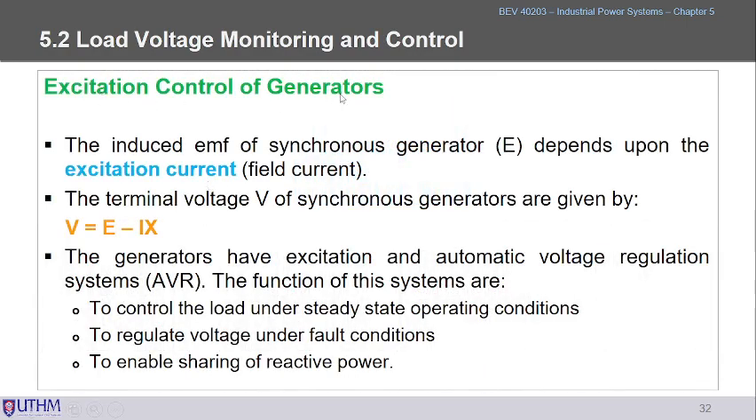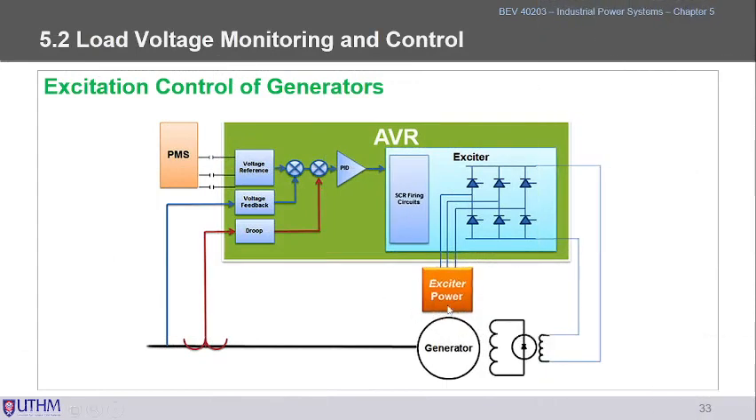So for the excitation control of the generators, we control at the generator side. The generator will have the AVR, automatic voltage regulator. It looks like this: you have the exciter, and the exciter for the AVR. The whole thing here is the AVR. You have the generator, and we can adjust the voltage according to the AVR here. Of course, the AVR in this case is using the PID, through the exciter here and the rectifier.